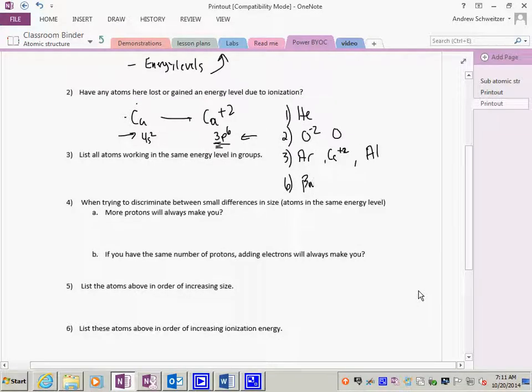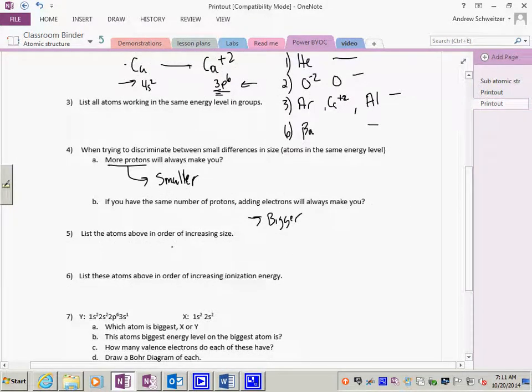When trying to discriminate between small differences in size, look at protons. Within these rows, atoms are going to be very similar in size, so how do we separate between those? More protons is always going to make you smaller, regardless. And with the same number of protons, adding electrons always makes you bigger. So keep in mind these 2 trends. With these 2 things in mind, let's answer the next question.